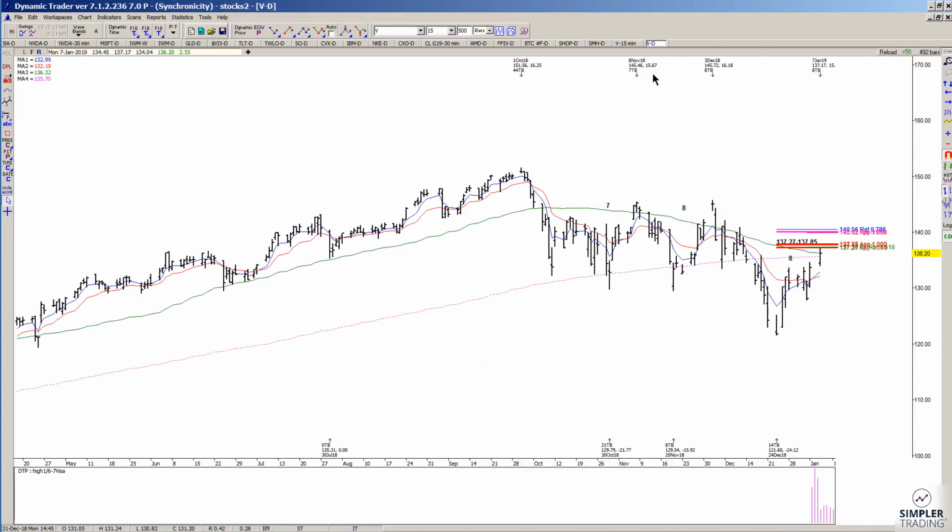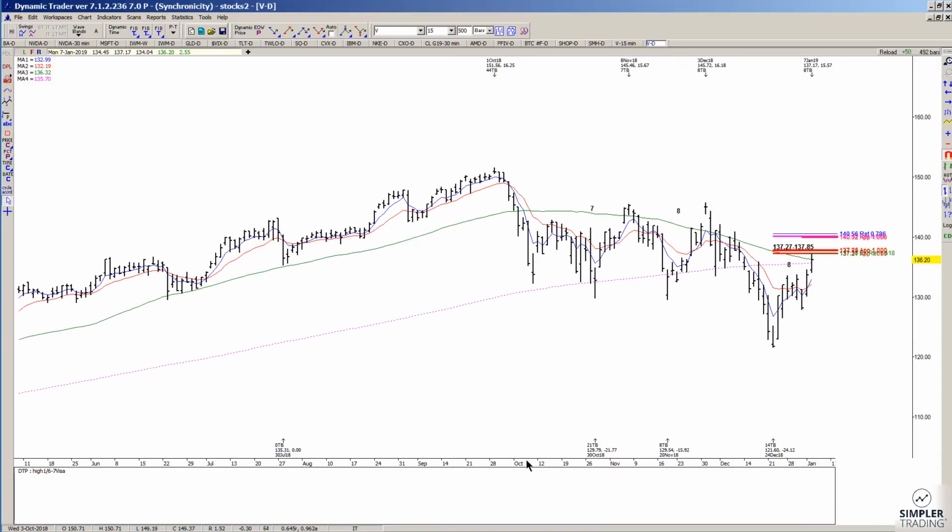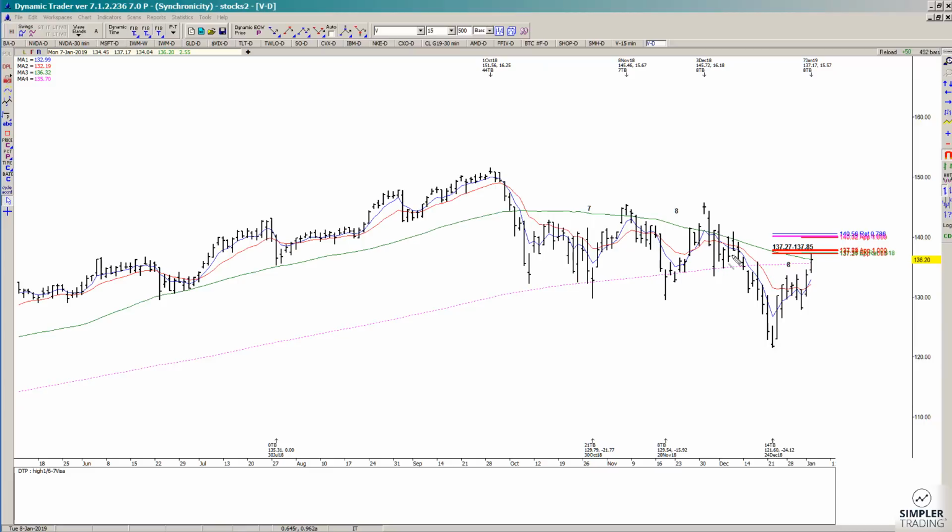So let's take a look at the daily chart in Visa, and let me show you a couple things here. The prior rally swings lasted 7 and 8 trading days. Okay, the current rally swing is 8 trading days, so it is similar to this and it's equal to this.